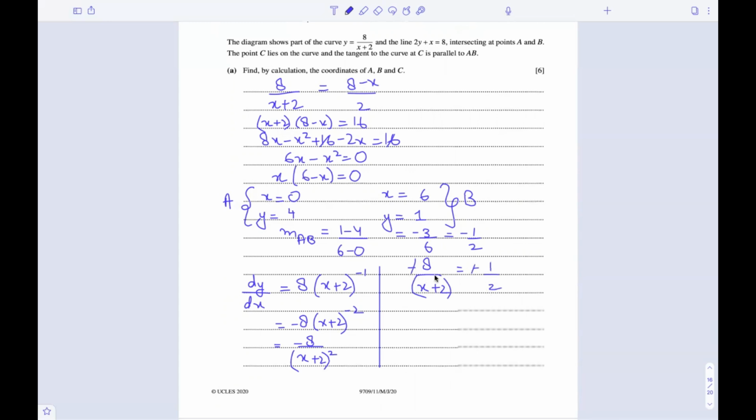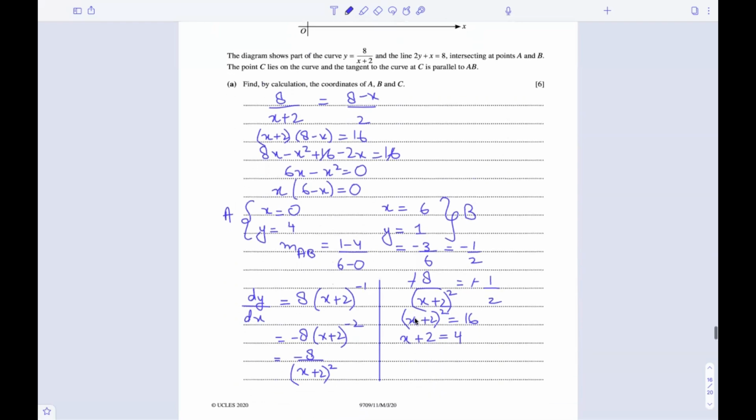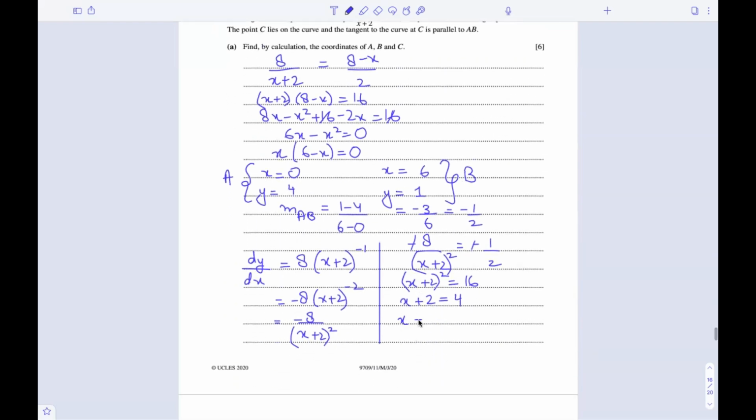The negative signs cancel out, and we have (x plus 2) whole squared is equal to 16. Taking the square root on both sides, we have x plus 2 is equal to positive 4. We won't be taking negative 4, as we know that C has a positive x value. So x is equal to 4 minus 2, which is 2.